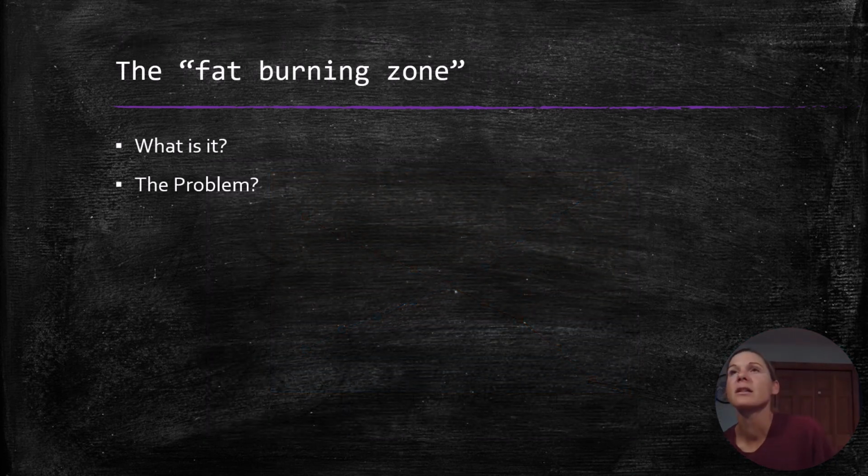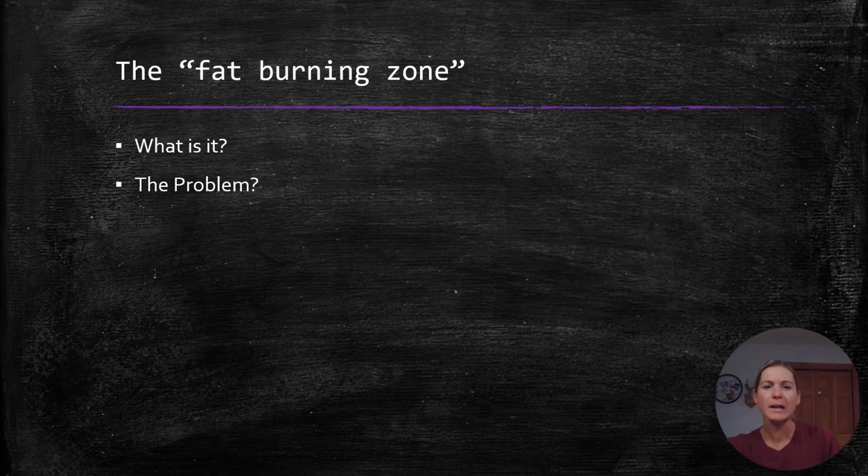So a lot of people think about this in terms of, okay, I want to burn fat, so I want to be in this fat burning zone in order to use fats as my fuel and lose weight that way. So what is this fat burning zone? It's the exercise intensity needed, a low intensity, about 50% or lower, where fats theoretically are the predominant fuel source. So what's the problem with this?